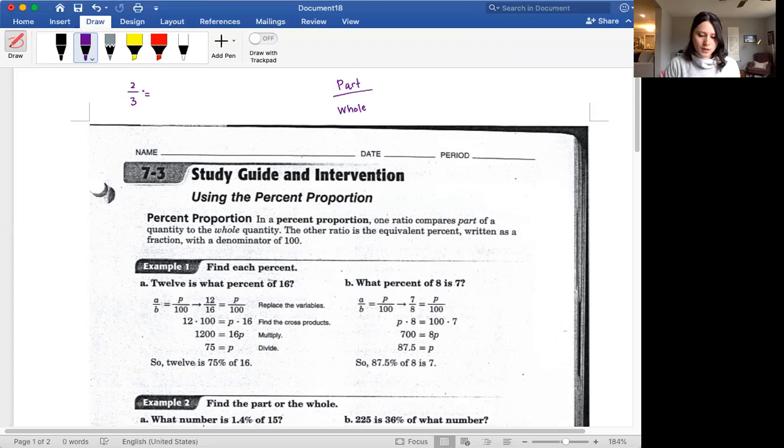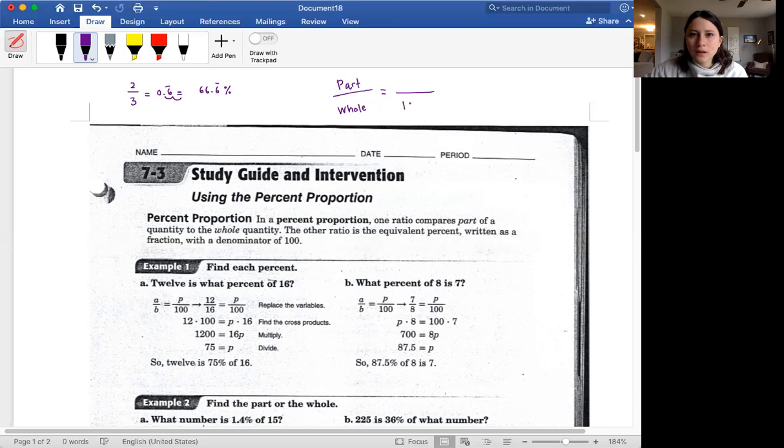And so in this case, we would get 0.6 repeating. And to write this as a percentage, we can move our decimal 2 over. Really what we're doing is multiplying by 100. And so we'd have like 66.6%.